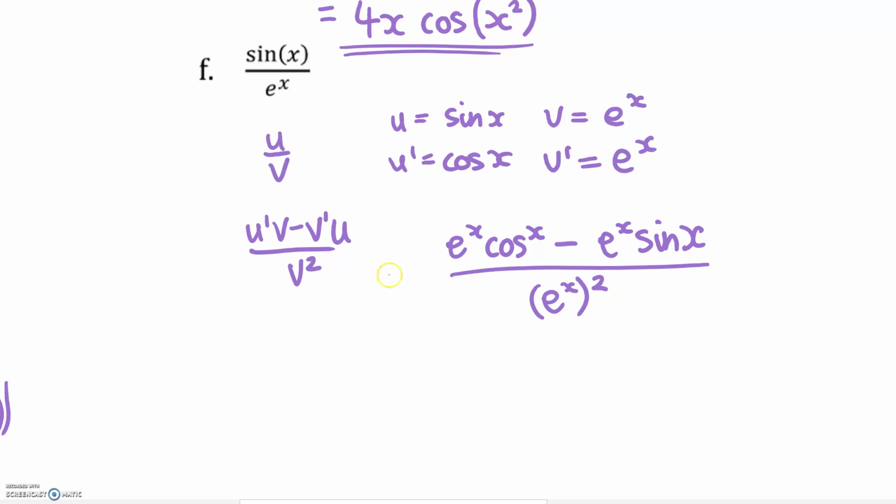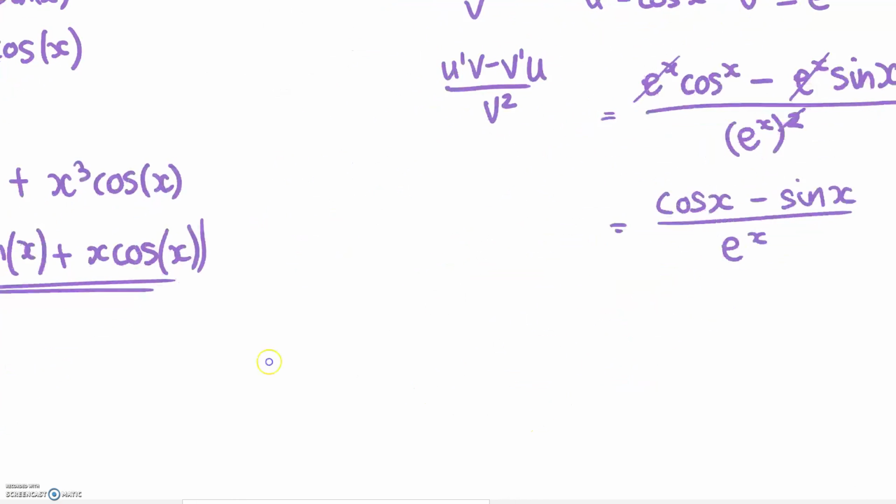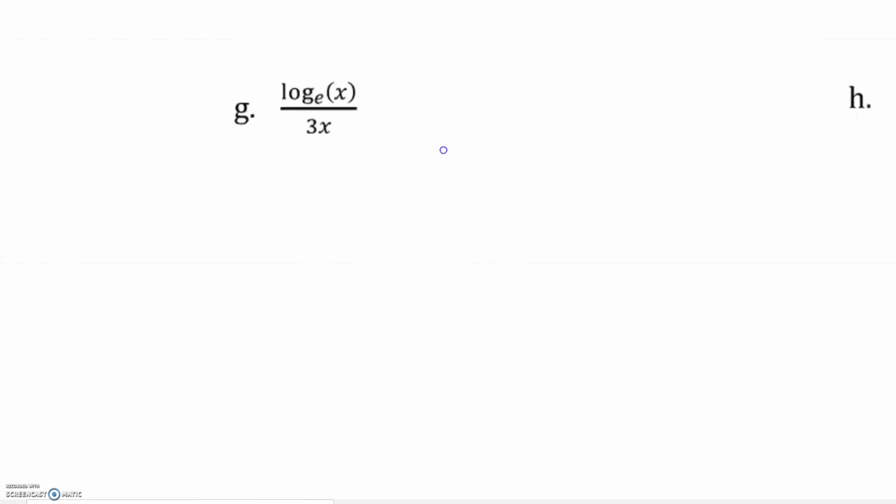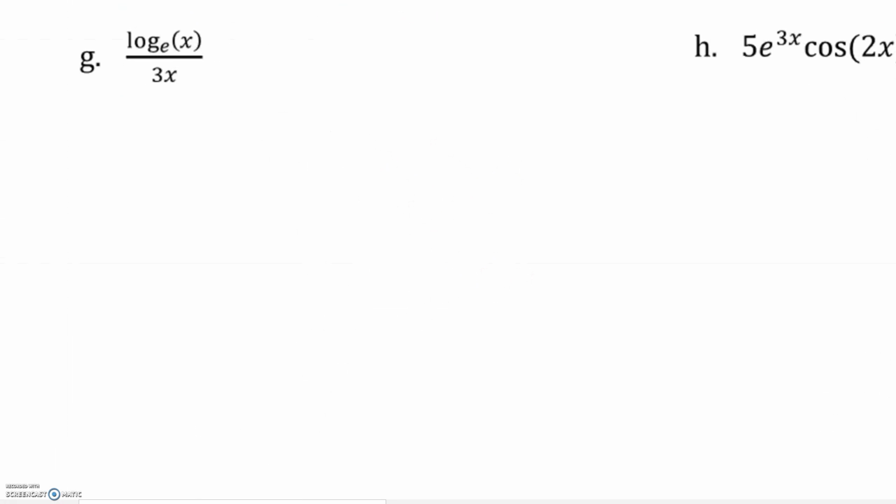Now, what we should be able to see at this point is that these e^x's, we can divide through the whole thing by a single e^x. So what we'll end up with is cos x, take sine x, all over e to the x. All right. Now, this part G, this is just another quotient rule. I seem to have enjoyed them on this quiz.